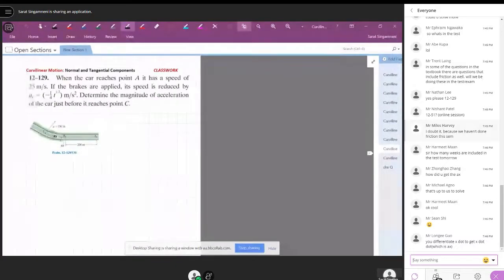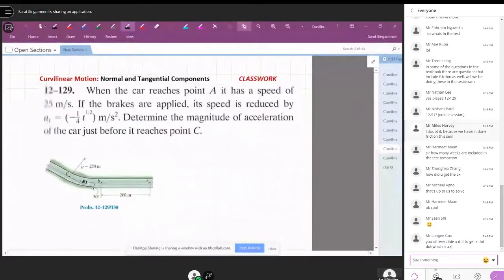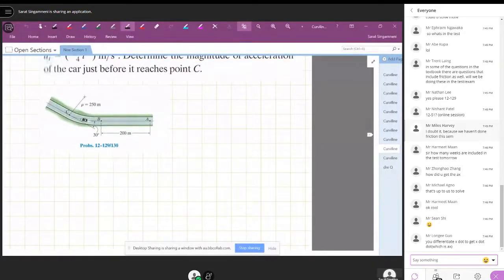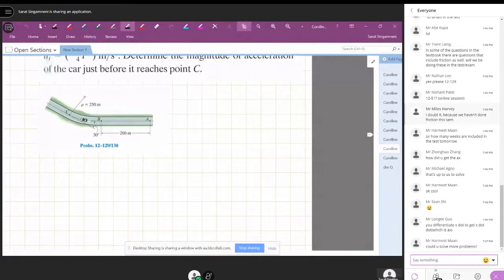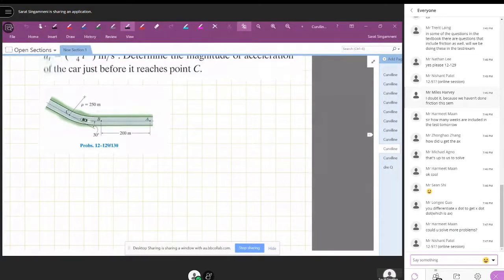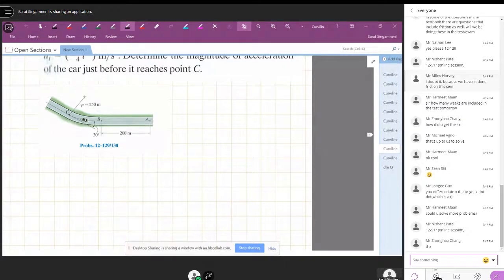Let me quickly put this problem together. It's a lengthy problem. I will not solve it completely, but I will show you what you can do. When the car reaches point A, it has a speed of 25 meters per second. It's similar to the previous problem. If the brakes are applied, its speed is reduced by acceleration t. So the tangential acceleration is given as a function of time. That's the only difference here. Okay.